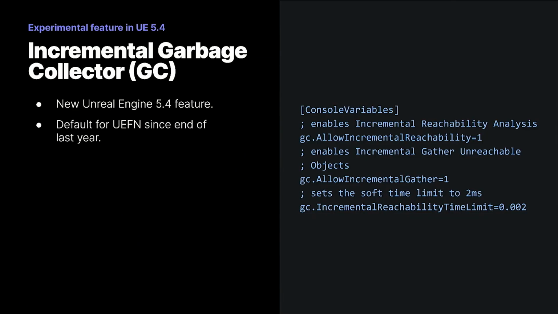And in UEFN, the garbage collector is incremental with an upper per frame limit of 2 milliseconds. So if you had a garbage collection that would have required 30 milliseconds in order to perform reachability analysis, now what that'll mean is that it'll happen across 15 ticks, with each tick doing 2 milliseconds of work.